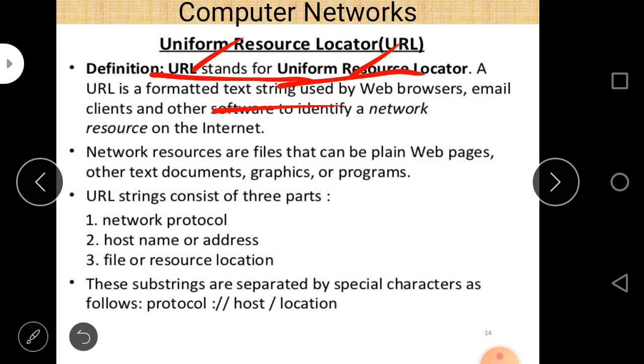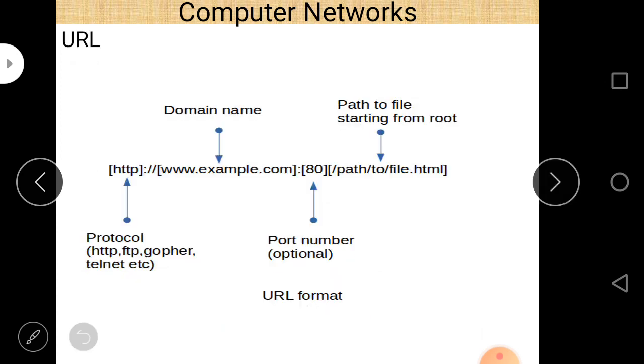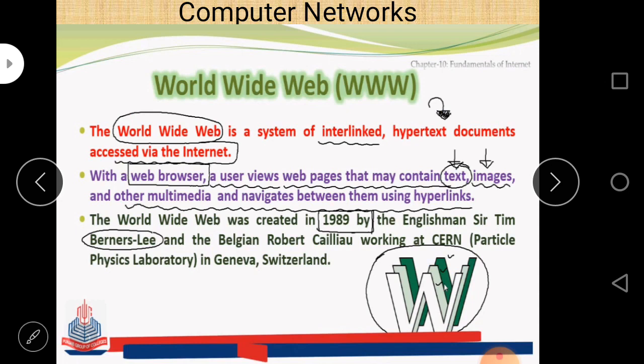Always remember the syntax of this: protocol, host, and location. This is the diagram. If asked in the examination, if you mention this representation, then full marks will be given. Next is World Wide Web. World Wide Web is a system of interlinked hypertext documents accessed via the internet.